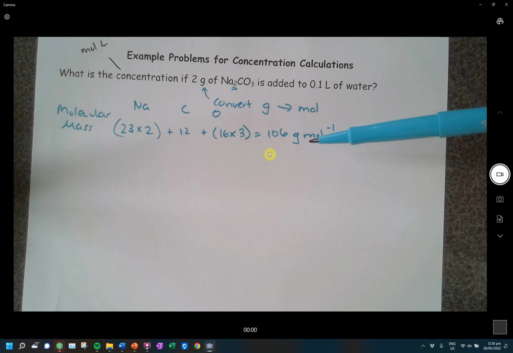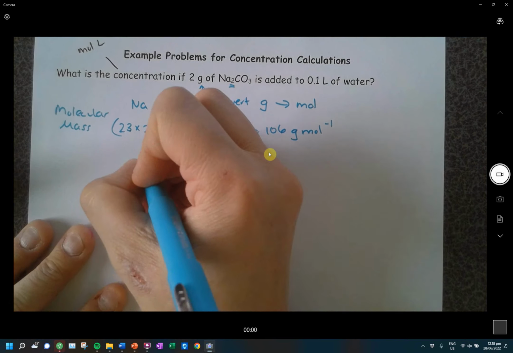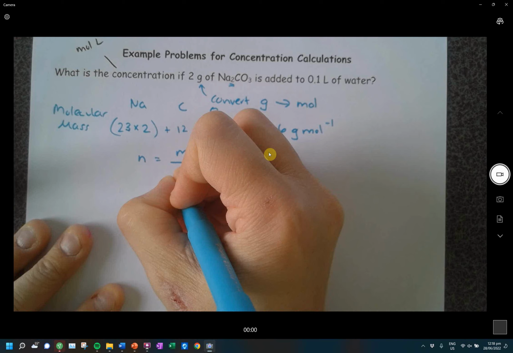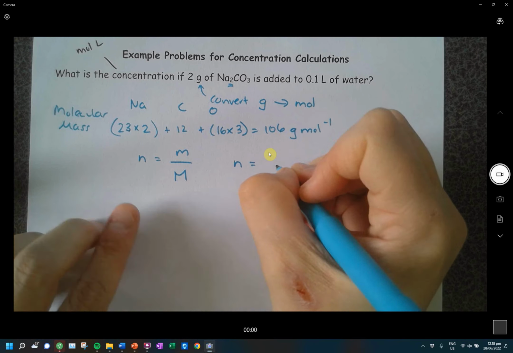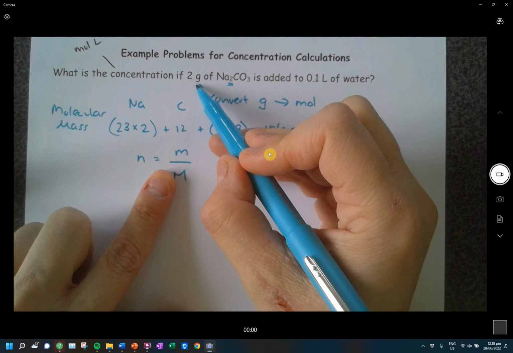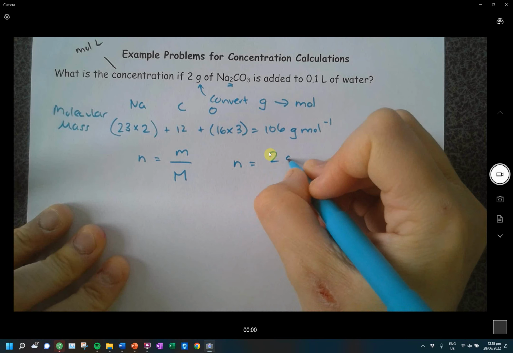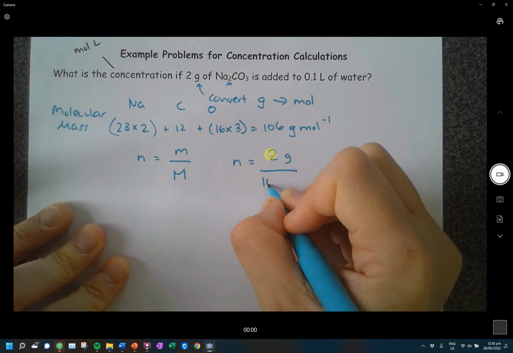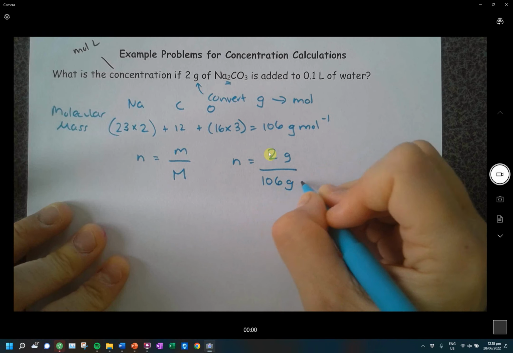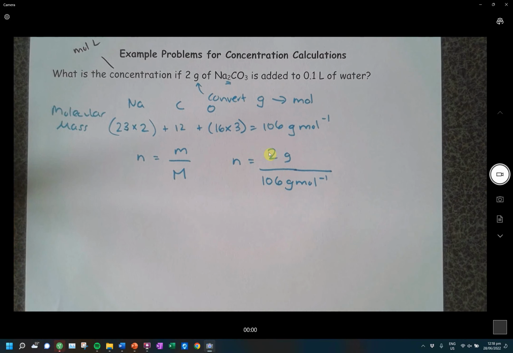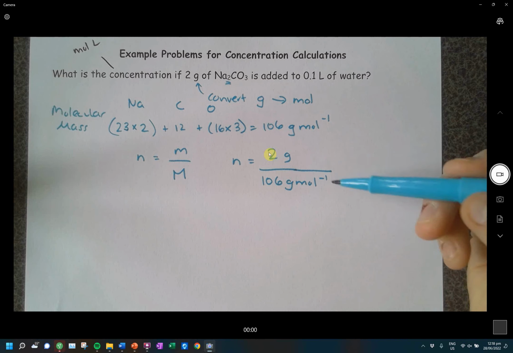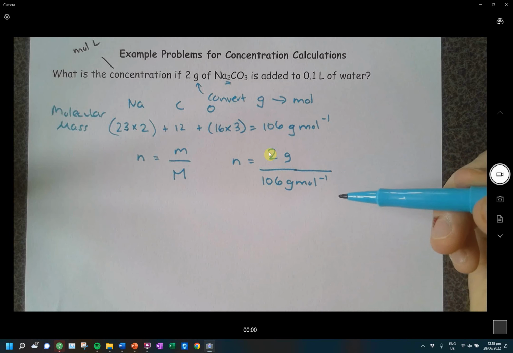All right, now that I have this information, I can start plugging it into that n equals m divided by big M. So n is equal to the mass. The mass is 2 grams. And I'm dividing it by 106 grams per mole. And I like to write the units down because then I can double check that I have set up my equation correctly. So the grams should cancel with grams because I'm doing gram divided by gram. And since I'm doing per mole, it becomes just mole.